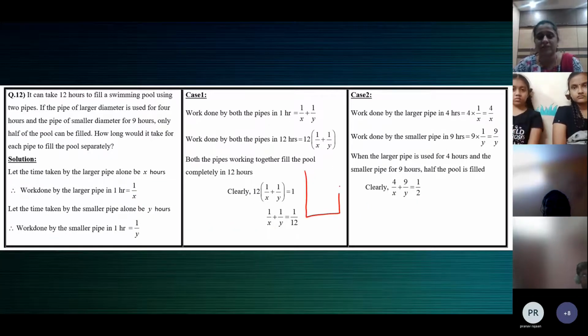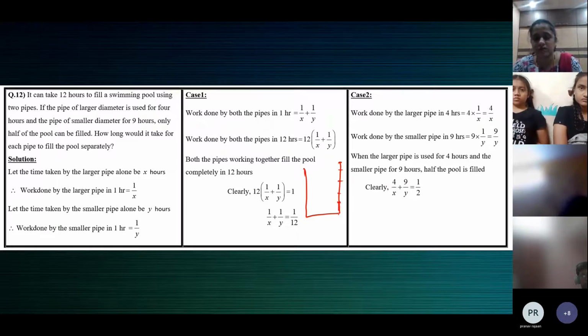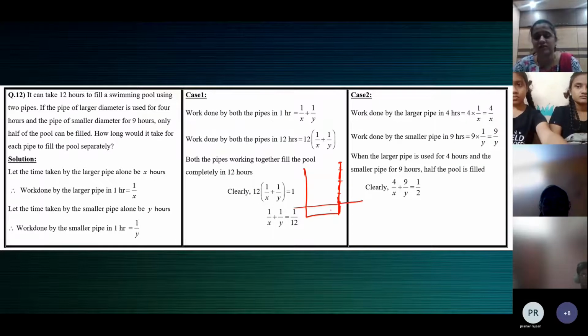Supposing the larger pipe takes 5 hours to fill the tank. That means you divide the tank into 5 equal portions, 1, 2, 3, 4, and 5, so that the tank is filled in 5 hours. That means every hour 1/5 of the tank is filled. First hour, 1/5 of the tank is filled.